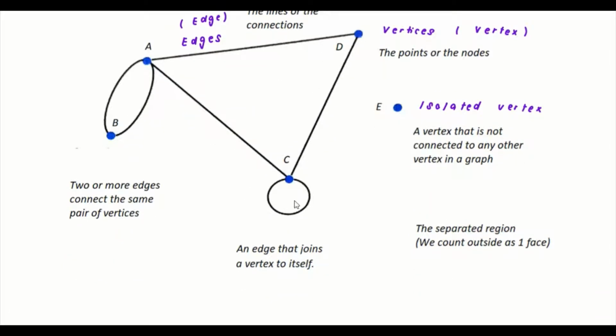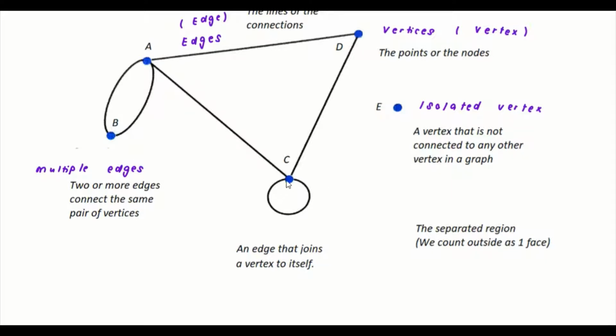Okay, now let's look at these two. These are special kinds of edges. In this case, you have two vertices A and B, the same pair of vertices, but you have two, or sometimes more, edges that connect the same pair. So what do we call these edges? They are called multiple edges. It means it's the same pair of vertices, but you have two paths you can take to go from A to B, either this way or this way. So this is called multiple edges: the same pair of vertices connected by two or more edges.